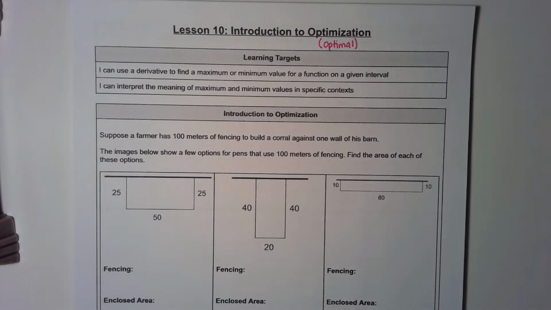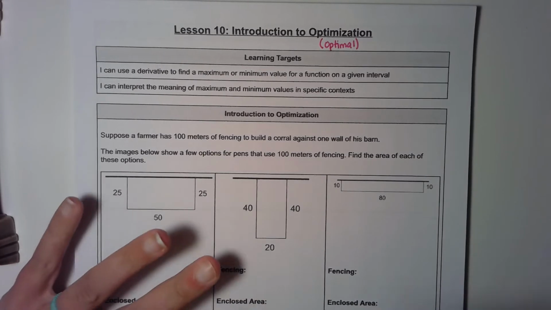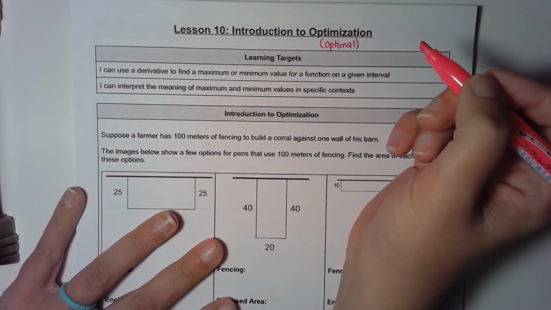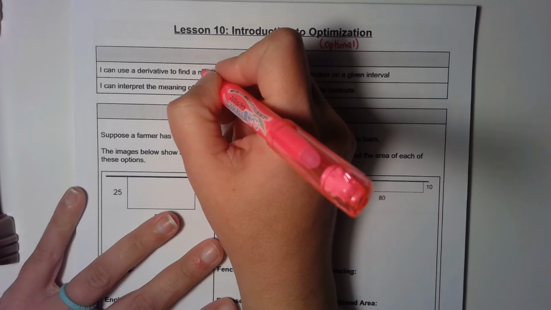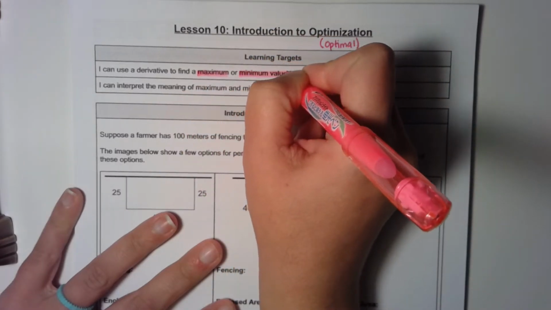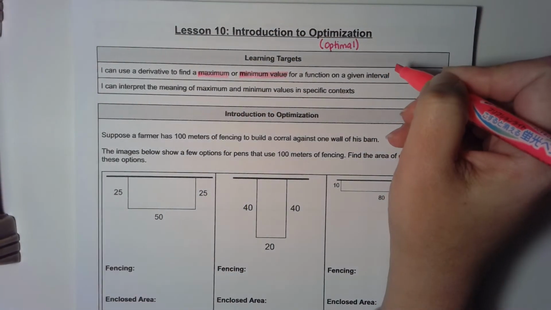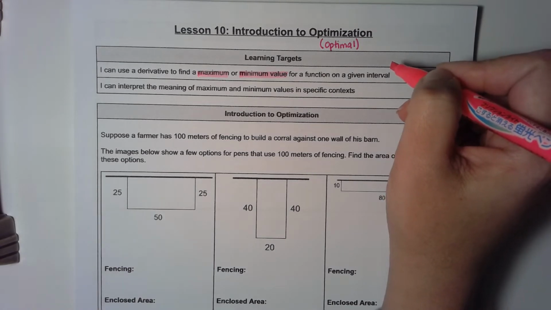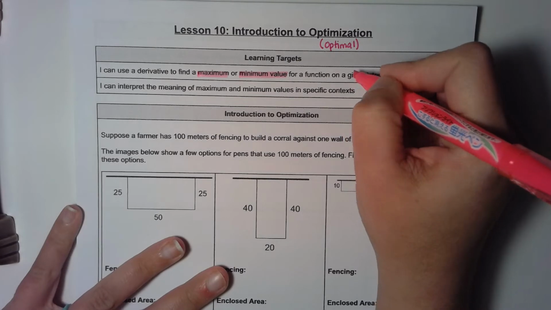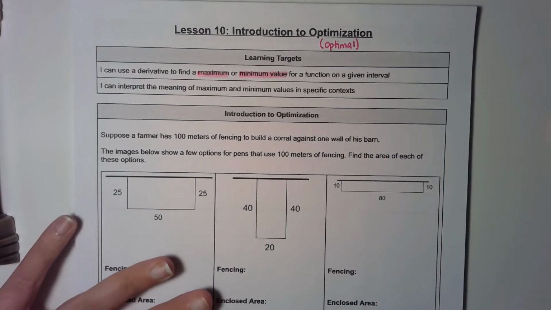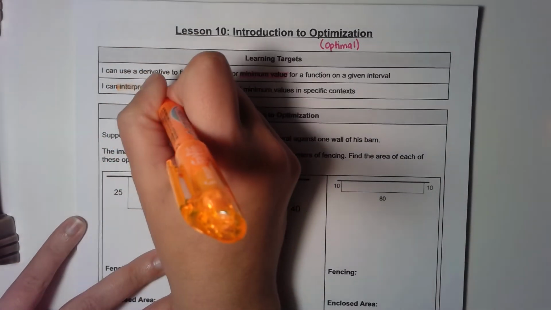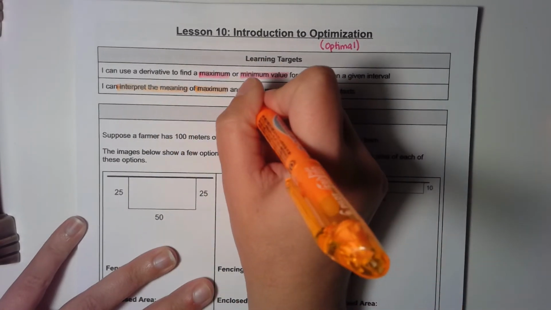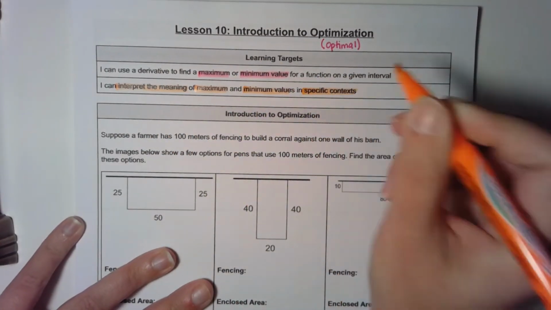Today, we're going to have two learning targets. I can use a derivative to find a maximum or a minimum value for a function on a given interval. So we're going to be finding maximums and minimums, which makes sense because maximums and minimums are high points and low points. So they're oftentimes the best or the worst way to do something when our function represents a real world scenario. And the second learning target for today is I can interpret the meaning of maximum and minimum values in specific contexts.